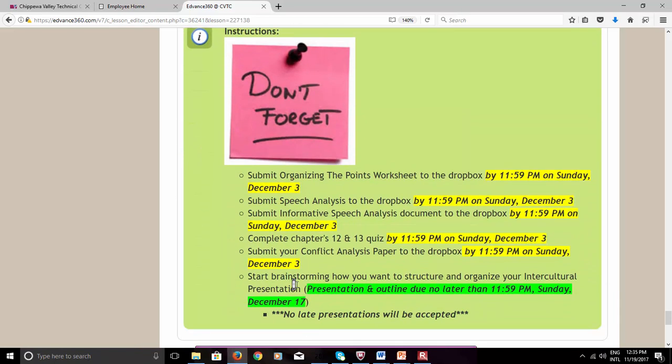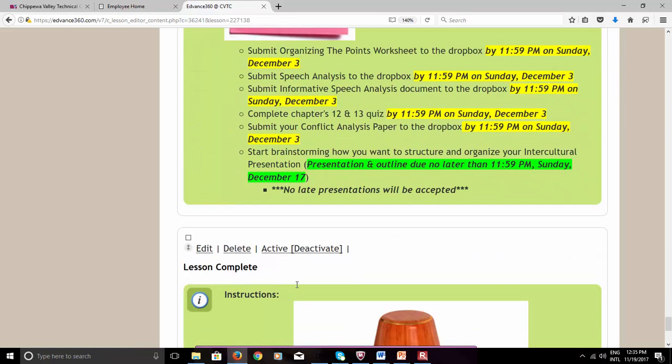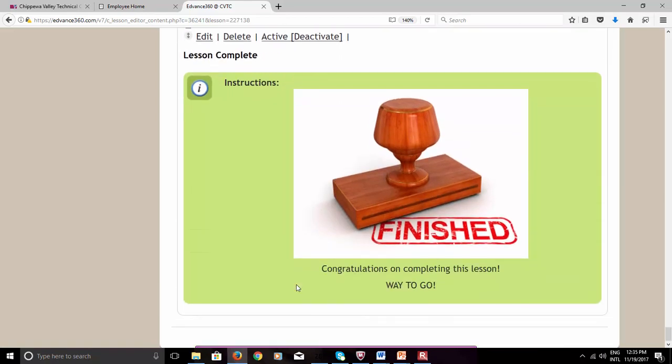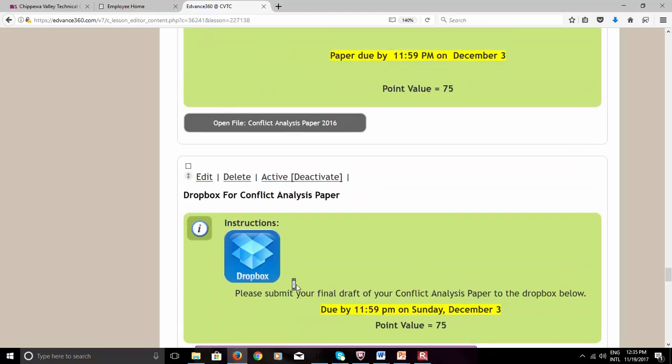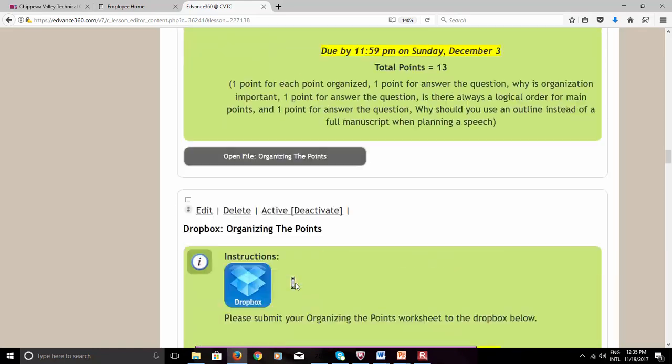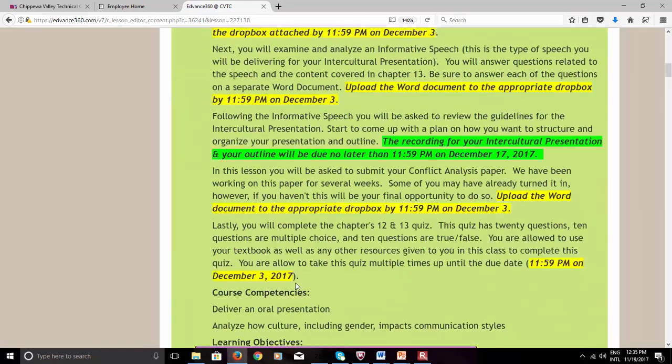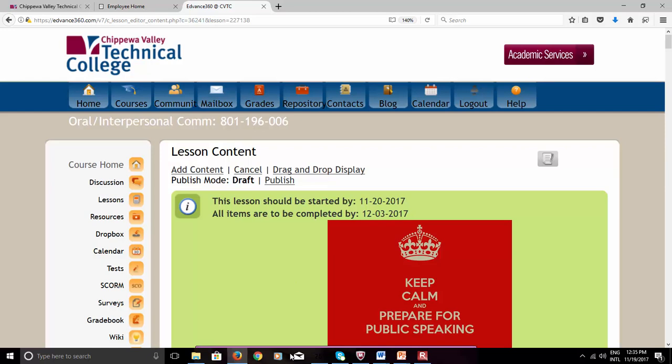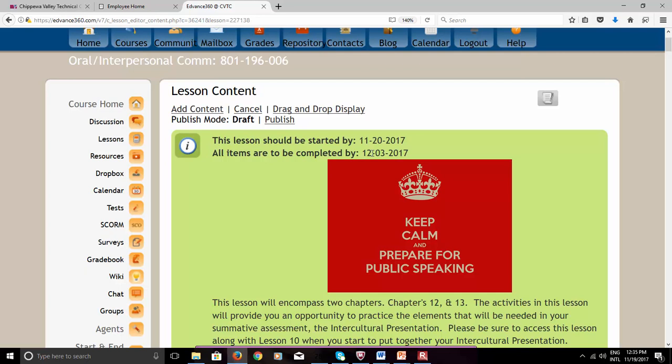Then I just give you reminders of all the things that we're doing this lesson. And then congratulations, you have completed this lesson and you're moving on to the final lesson of the semester. You are going to have 2 weeks to complete this lesson. If you'll look at the due date, you should get started by Monday, November 20th, and everything should be completed in this lesson no later than 11:59 p.m. on December 3rd.